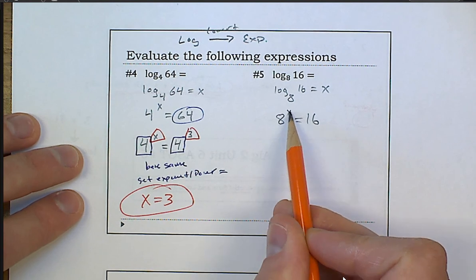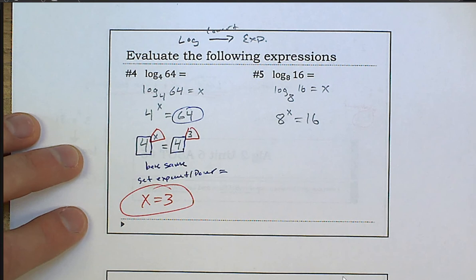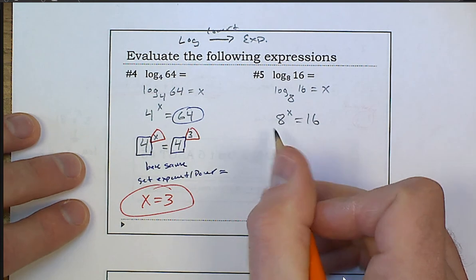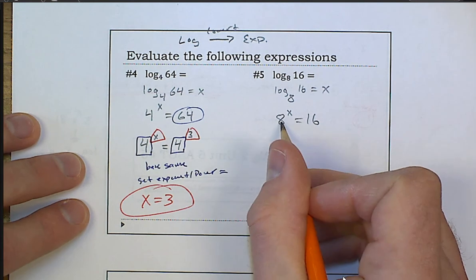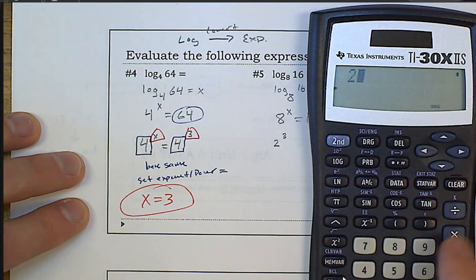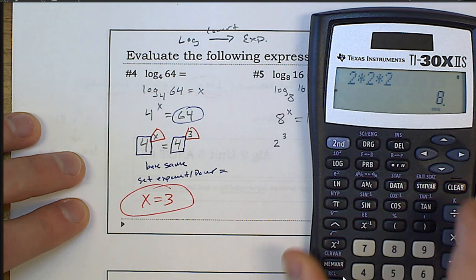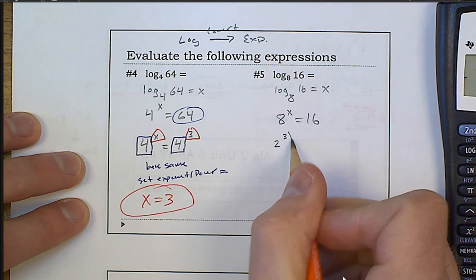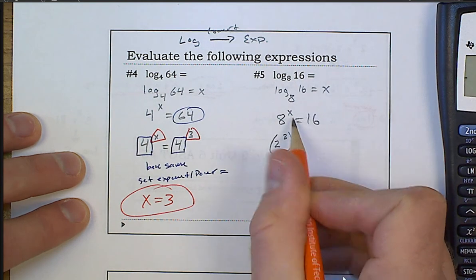So this is one where you can't do it mentally, right? But what we can do is rewrite 8. We can rewrite 8 as 2 to the 3rd. You can just take your calculator out. 2 times 2 times 2 is 8. Okay? So I just rewrote 8 as 2 to the 3rd. My x is still there.